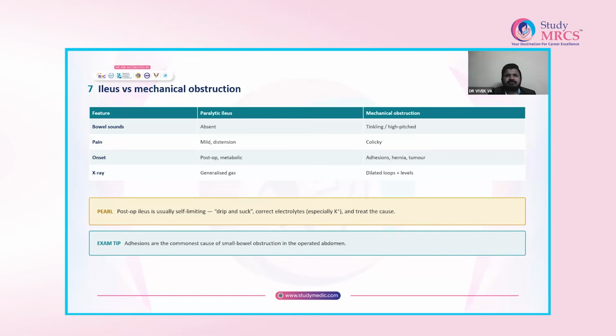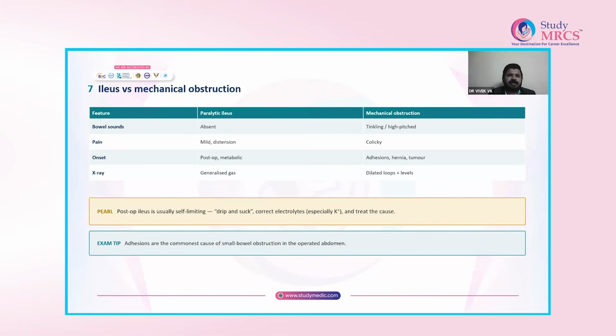Paralytic ileus can occur in a post-operative patient, especially with metabolic abnormalities like hypokalemia or hyponatremia. Mechanical obstruction could be due to hernia, bowel tumor, or adhesions. Adhesions are one of the commonest causes of mechanical bowel obstruction. On X-ray, paralytic ileus reveals generalized gas. Mechanical obstruction reveals dilated bowel loops along with multiple air fluid levels.